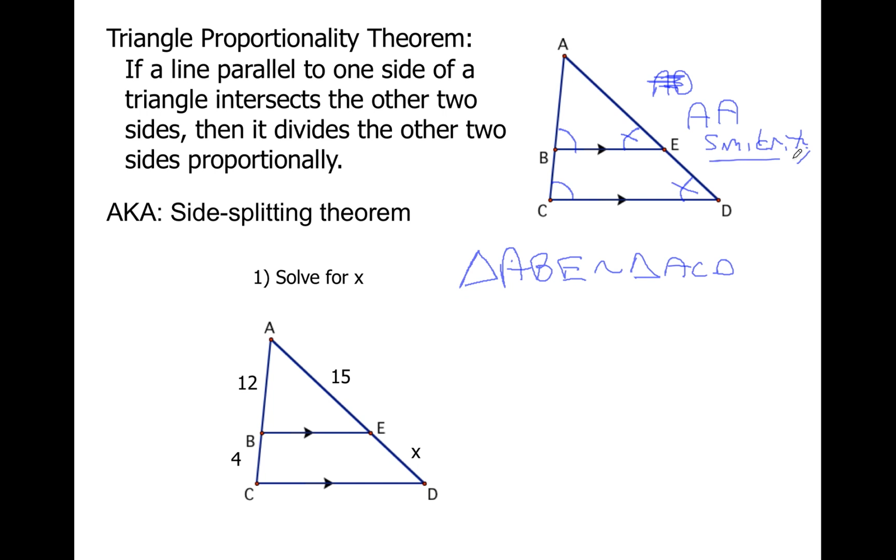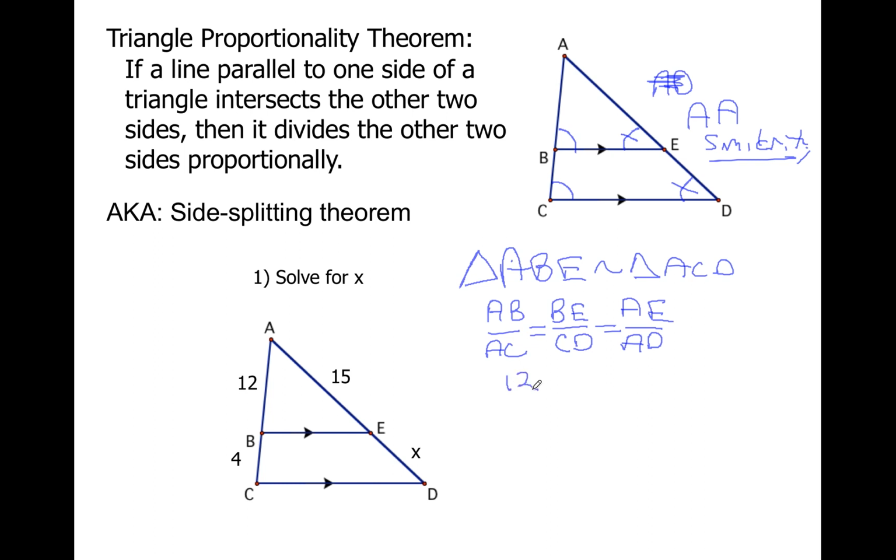the two triangles are similar. So we can just go AB over AC, first two letters over the first two letters, next two letters, BE over CD, and first letter, last letter over first letter and last letter.